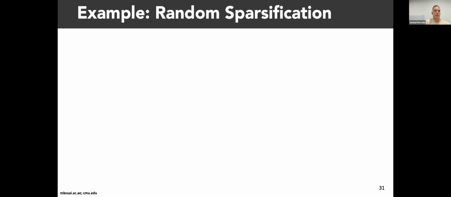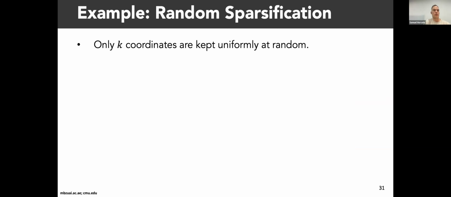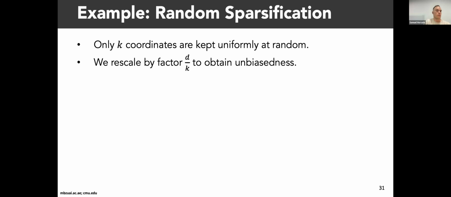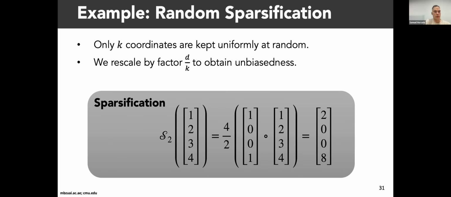Just to give you some examples, here we have random sparsification, where we only communicate k coordinates uniformly at random, and in order to be unbiased, we rescale by the factor d over k, where d is the dimensionality of the model. So we have the scaling in order to get unbiasedness, and we also generate a random mask. Here this is sparsification to only 2 non-zero elements. So we have a random mask that has just 2 ones and the rest zeros. And this would be the resulting output of the compression operator.